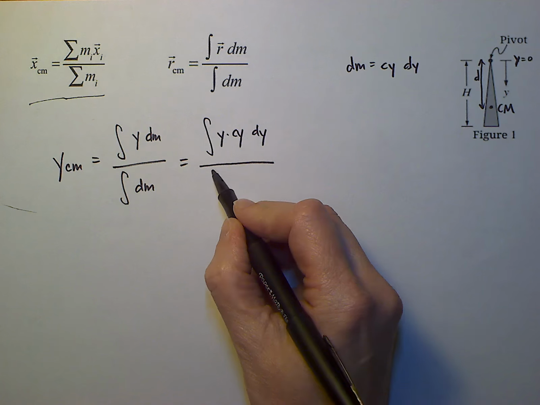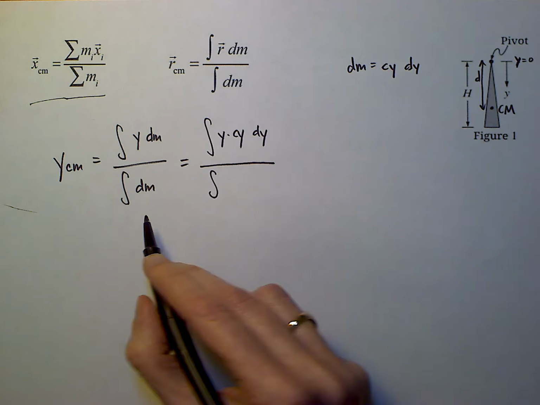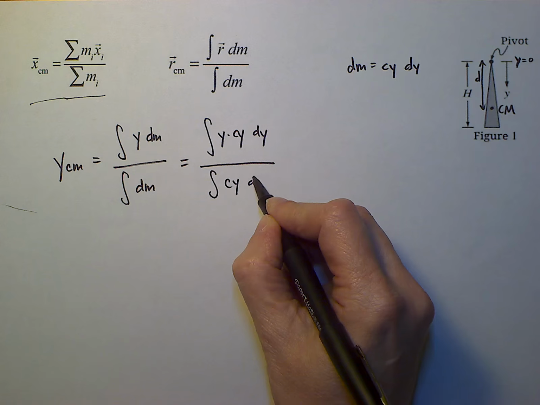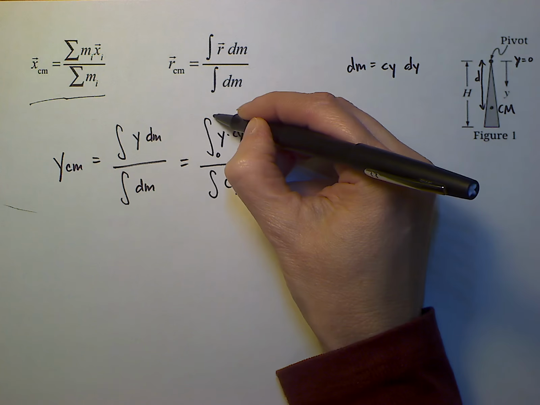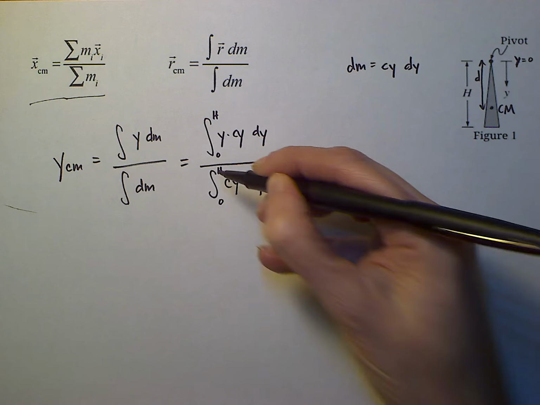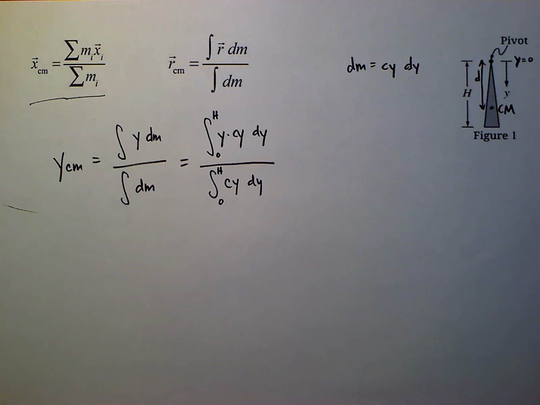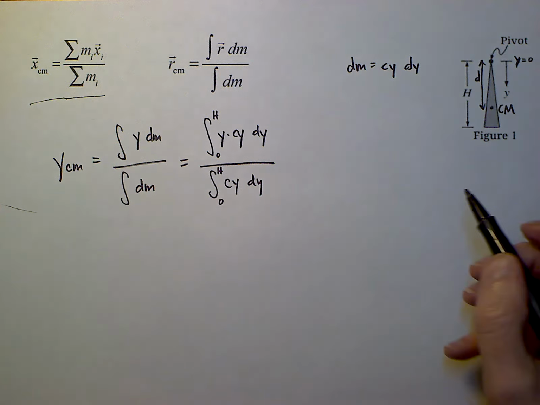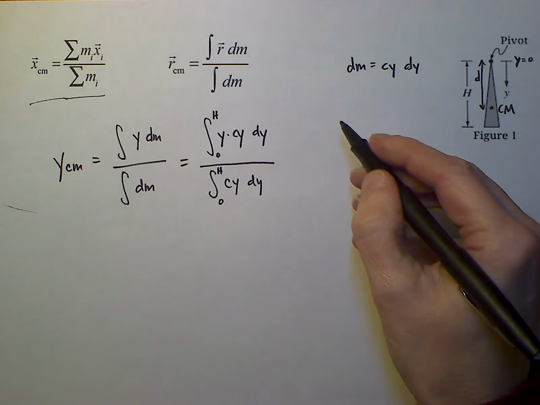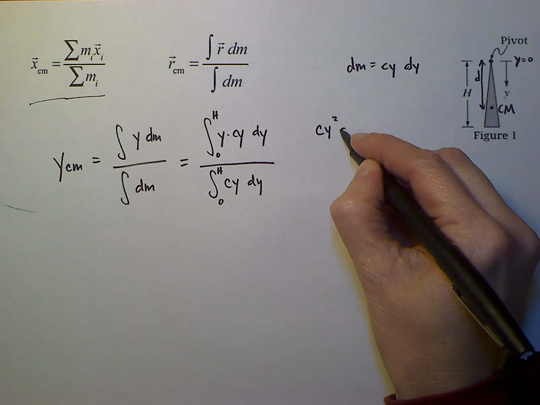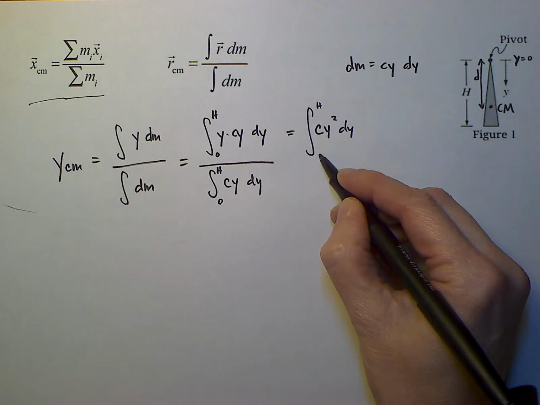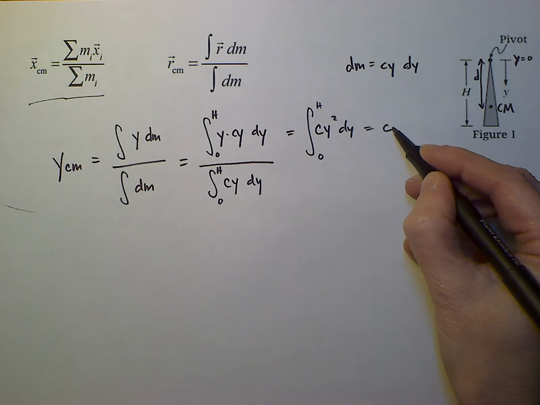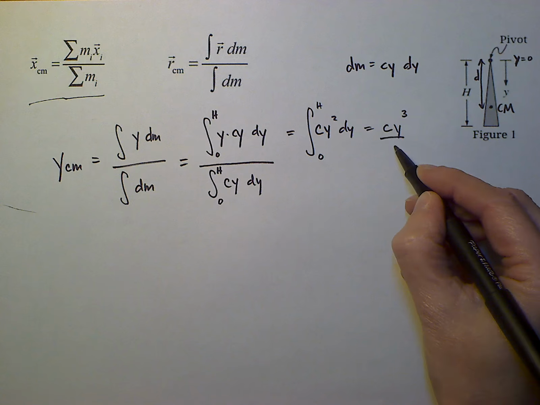And then on the bottom, integral of just dm, so cy dy. Now both of these, again, are working along the y-axis, so my bounds are going to be from 0 to h. And then I just need to work through my calculus here. So on the top, this would be c times y squared. That's what I'm integrating, which means that's c times y cubed over 3.